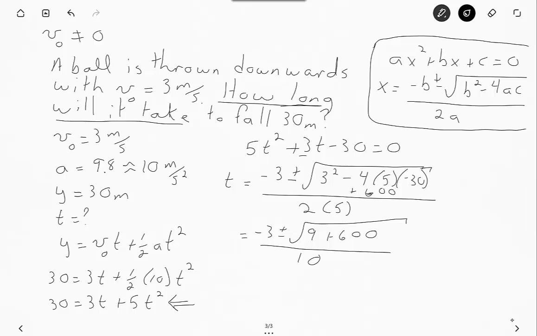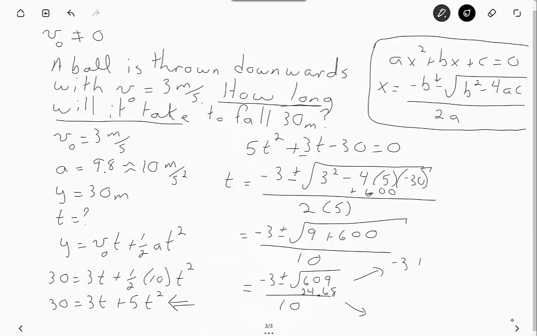Okay, so that gives me a negative 3 plus or minus the square root of 609 over 10. Square root of 609 is not something that I know off the top of my head, but I can find out that the square root of 609 is 24.68. Okay, so this gives me two possible answers here.